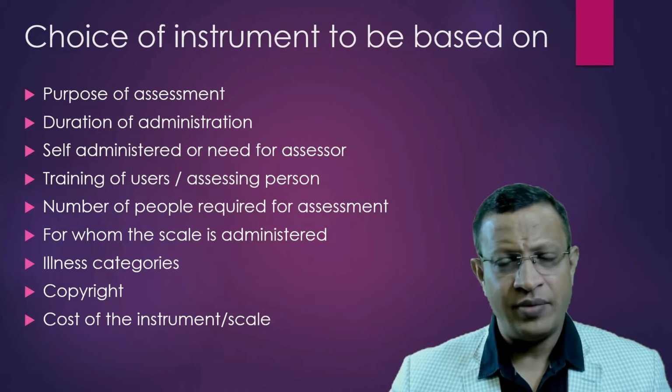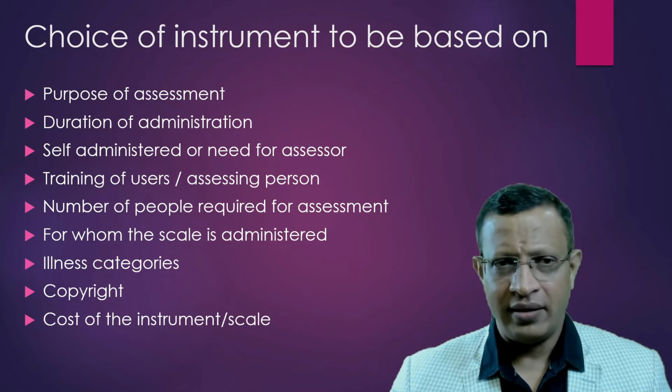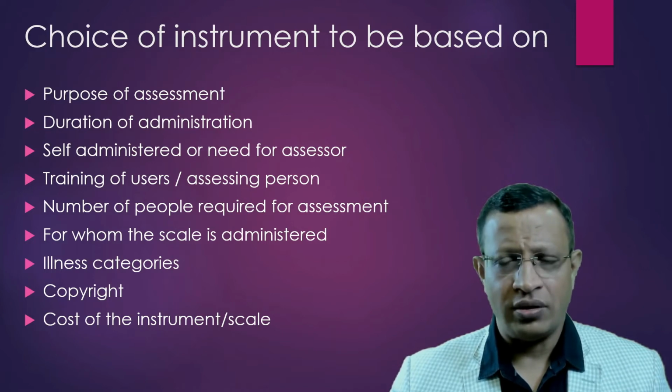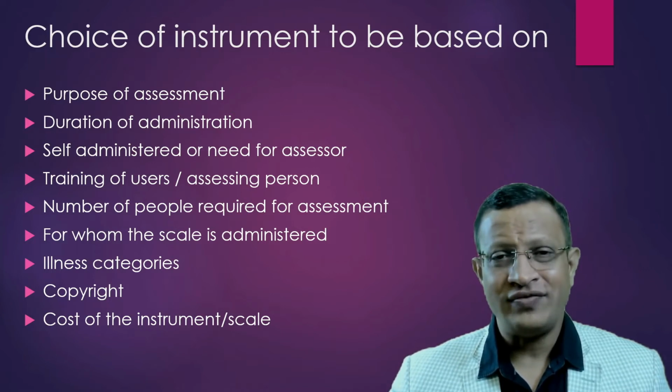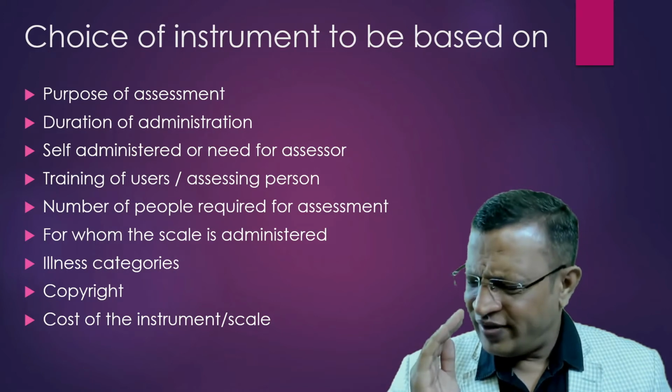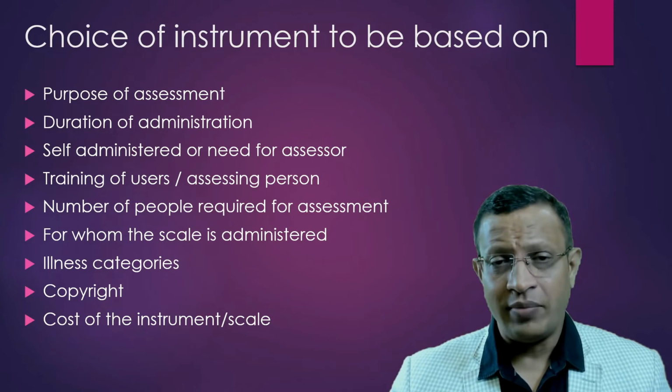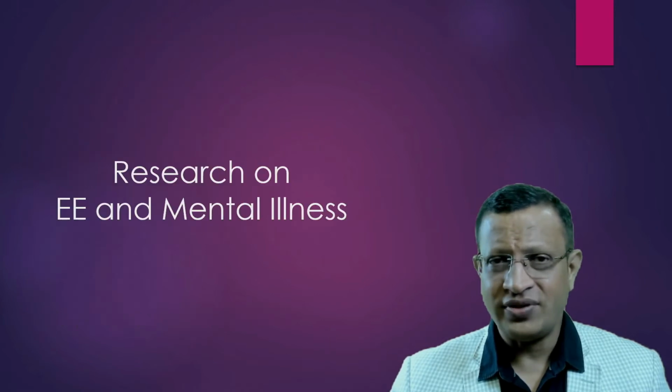For whom the scale is administered? Is it to the person with mental illness or to the relatives, or is it combined? What is the illness category? Is it for schizophrenia? Is it for OCD? Is it for depression or bipolar disorder? What about the copyright and the cost of the instrument? Based upon all these variables, you need to choose the instrument. However, the Camberwell family is considered as the gold standard interview scale.